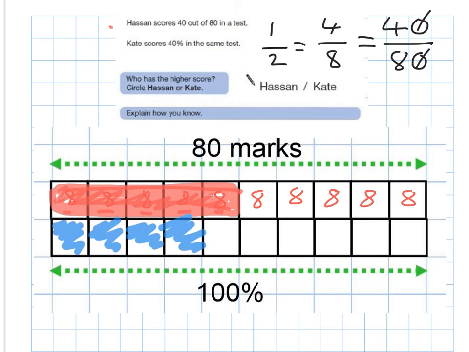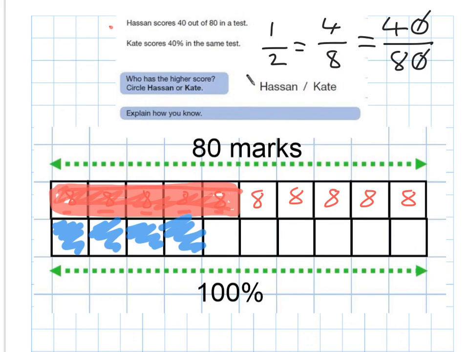Now you might have been able to work out who got the highest score without doing all of this calculation. However, the important part with this question isn't the answer so much as who got the highest score, although you do need to get that right. It's the explain how you know part. Because if you just circle Hassan or circle Kate in a test, you don't get a mark for that. You get your mark for explaining how you know. So you need to show that Hassan has scored half marks and that Kate has scored 40%, and you need to show you understand that 40% is less than half. So the bar model shows that very clearly. If you did this, then you would get a mark for showing how you knew.